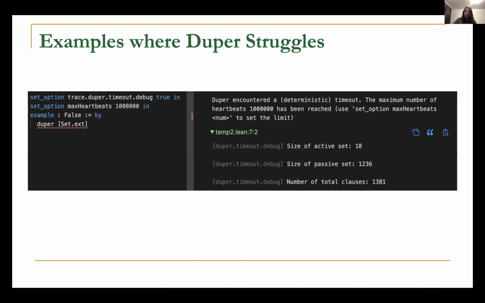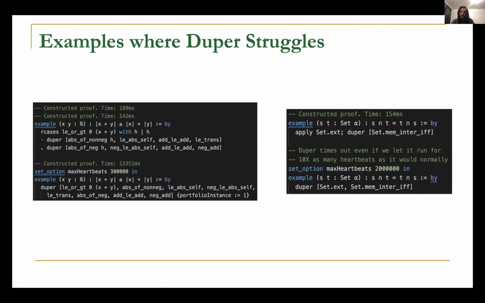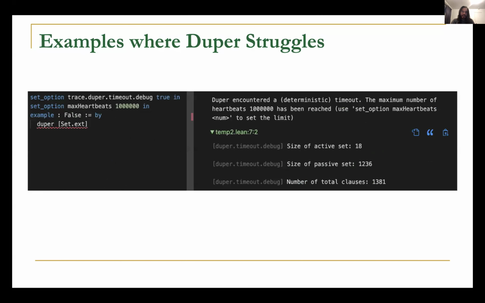And so what's happening here is that for each of the facts it's looking at, tons and tons of inference rules can be applied to it, generating tons of facts. And in practice, for the previous example, all we wanted to do was apply set extensionality once and then forget about it. What Duper is actually doing is spending all of its time just trying to reason about the consequences of set extensionality. So that's an area where Duper currently struggles.